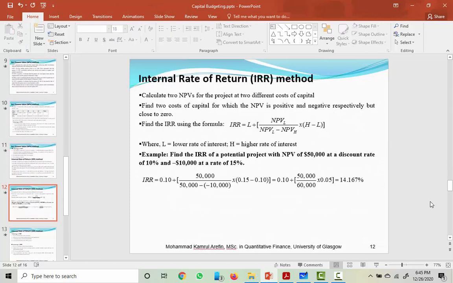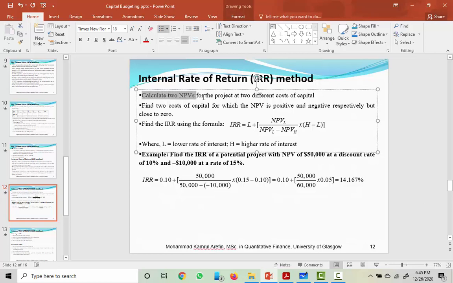So how should we calculate the internal rate of return? To calculate IRR, we need two NPVs, calculated at two different discount rates, where one NPV should be positive and the other negative, both very close to zero. The formula for IRR is this one.